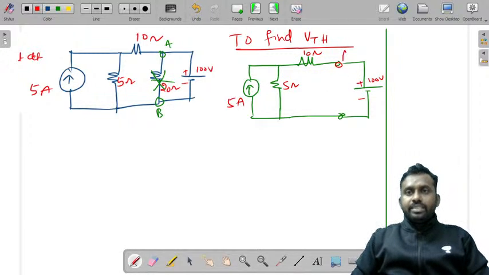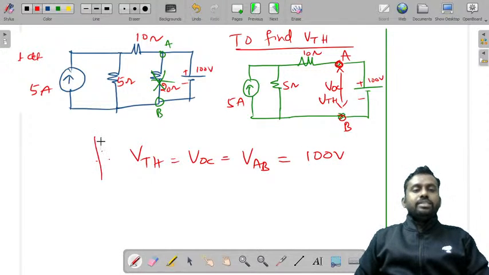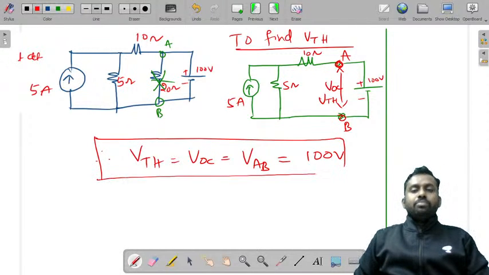So if you observe this as A and B voltage, this voltage is VOC or VTH. Directly you can say that the voltage across A and B is 100 volts. Therefore, VTH is equal to VOC is equal to VAB is equal to 100 volts. So this is Thevenin's voltage simply.